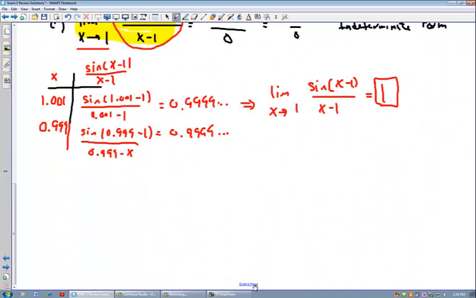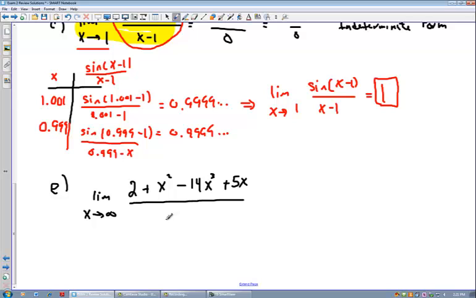So on E, what do we have? So I have the limit as x goes to infinity this time. So these are limits going to infinity of 2 plus x squared minus 14x cubed, and then plus 5x. And then on the bottom, I have x plus x cubed.